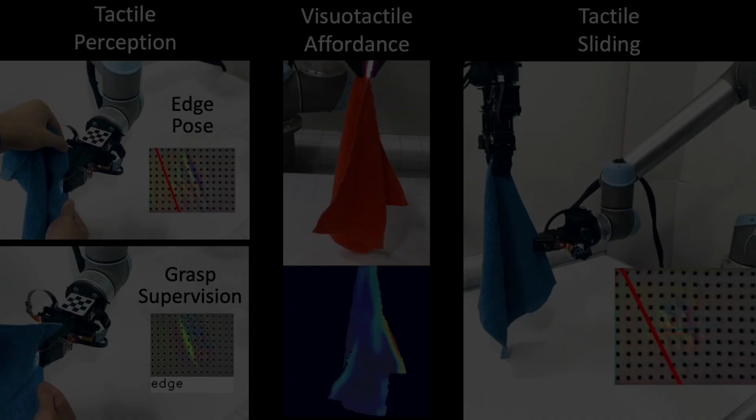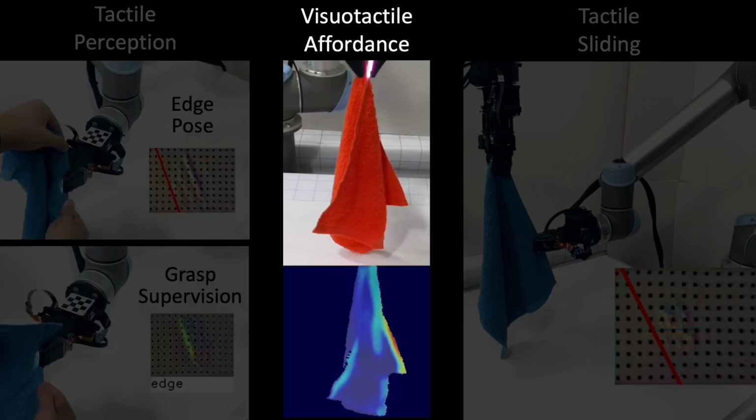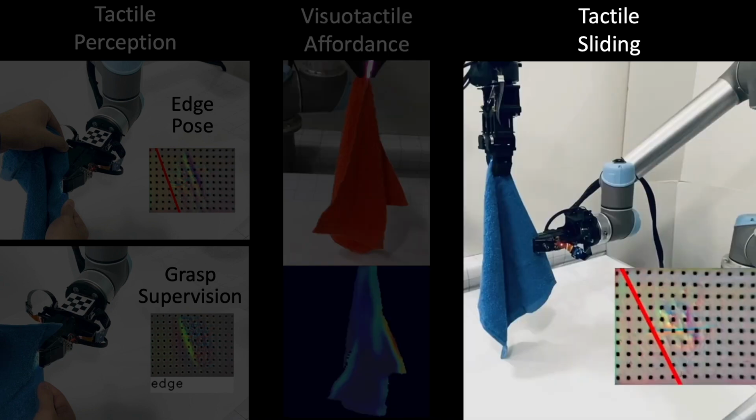We'll be discussing the 3 key capabilities that are necessary to generate this complete behavior. First, tactile perception of local features for tactile sliding and grasp supervision. Second, our visuotactile affordance network for grasping edges. And third, tactile sliding.